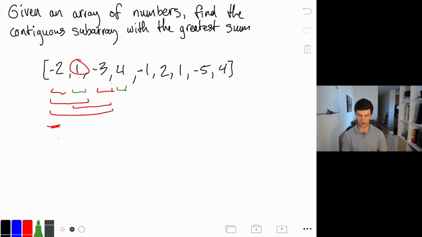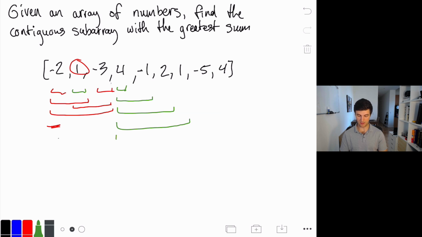So it could start at 4. It could start at 4, -1, because that's still going to be positive, right? That's going to be 3. It could be 4, -1, 2, because that's also positive. It could be 4, -1, 2, 1, because that's going to be positive, right? We're going to have 6.